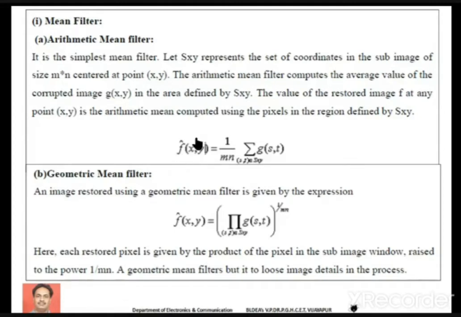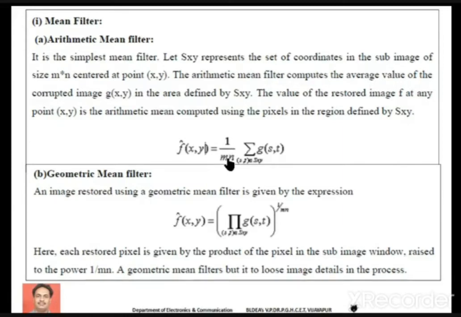F cap of xy represents the restored image. As it is the arithmetic mean filter, we use the summation of g of st, where s comma t belongs to Sxy. That is, we find the sum of neighborhood pixels and divide it by m into n, where m and n are the size of the rectangular mask you consider in the image.